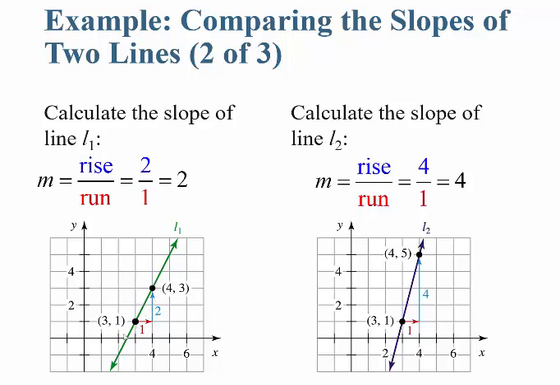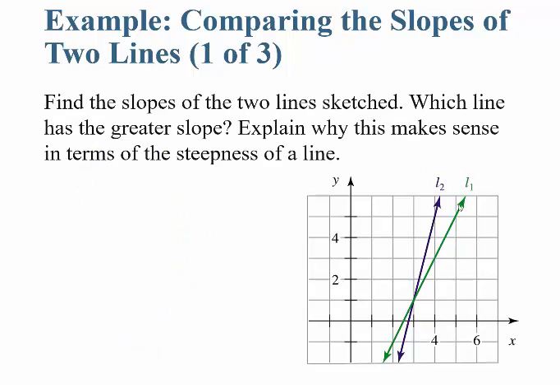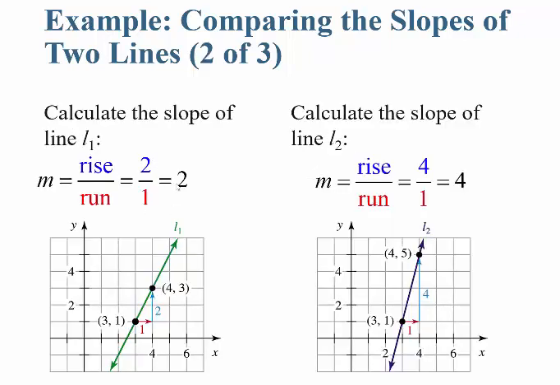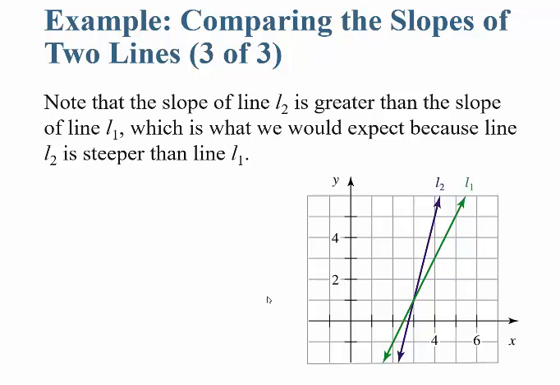So my slope of this green line, L1, is 2 over 1, or just 2. Looking at the other line, L2, picking that point 3, 1, to get to this point up here, the point 4, 5, I run 1, then rise 4. So the slope here is 4 divided by 1, or just 4. So it looks like L2 has the higher slope, so it is the steeper line. Note that the slope of L2 is greater than the slope of L1, which is what you expect, because just even looking at it, L2 is steeper than L1.